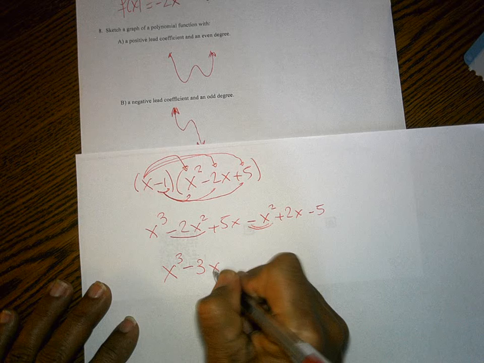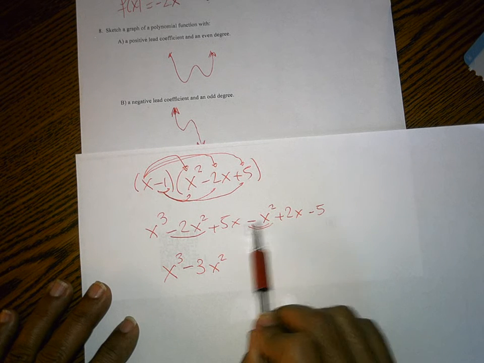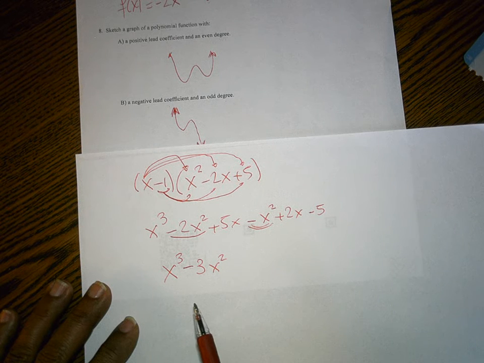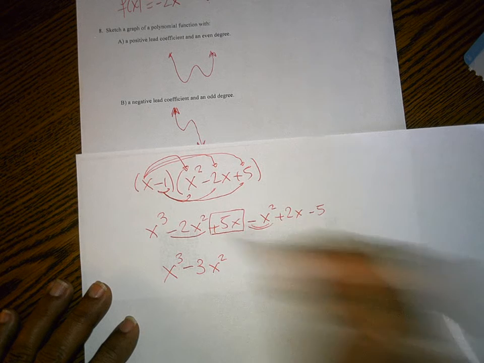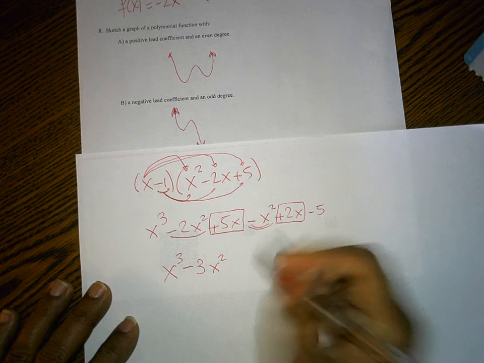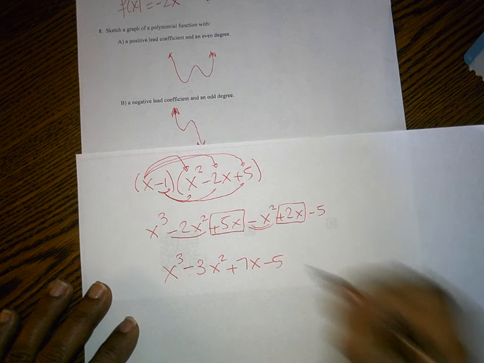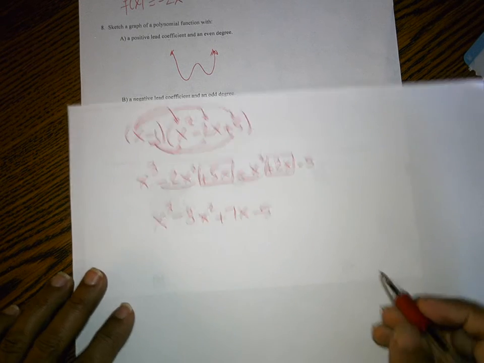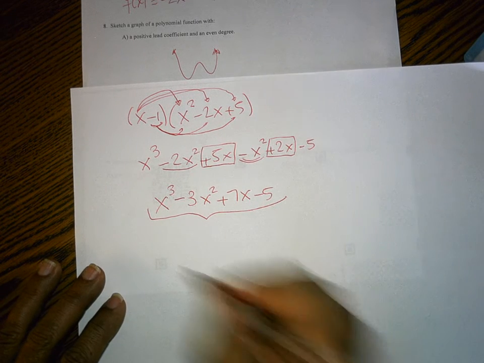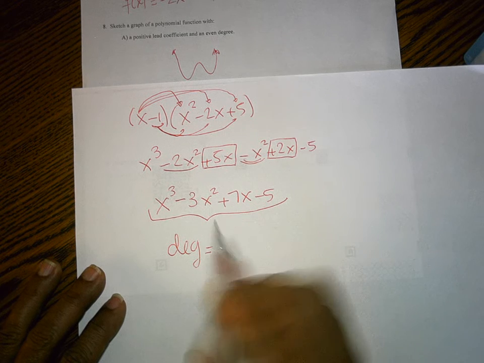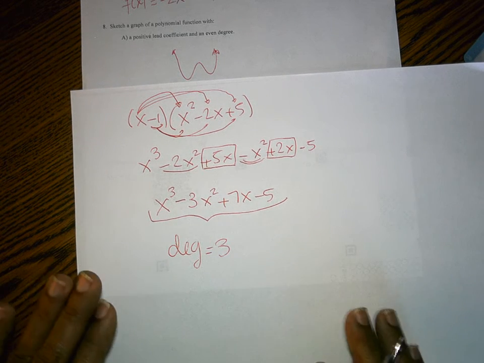We're just combining like terms. I have negative 2x squared minus 1x squared makes minus 3x squared. Okay? Then I have this 5x right here plus 2x, so that is a 7x. And the minus 5. So that is in standard form. Okay? This is in standard form. And now that it's in standard form, what is the highest degree? It's a 3. Okay? So that's putting it all together in standard form.